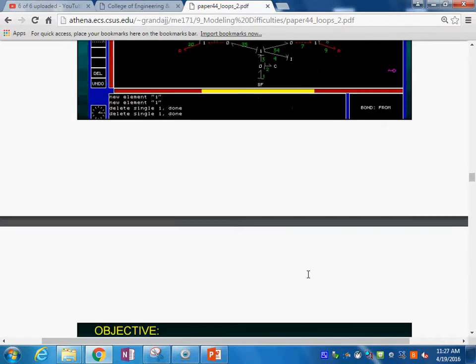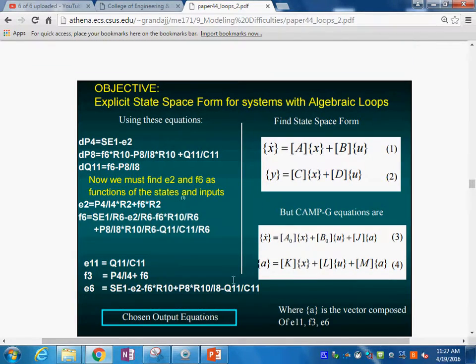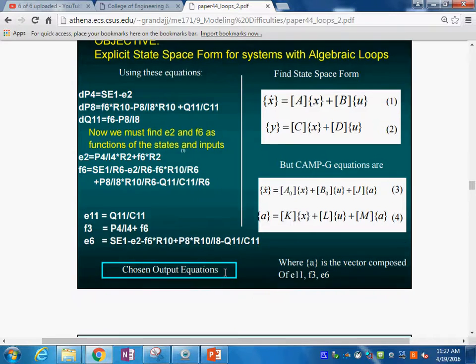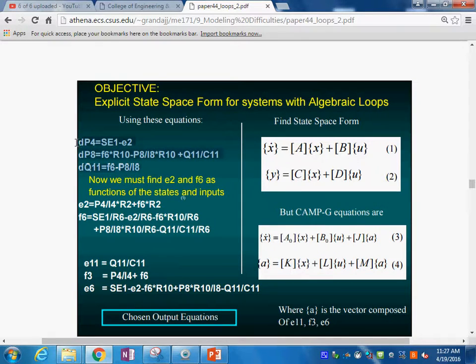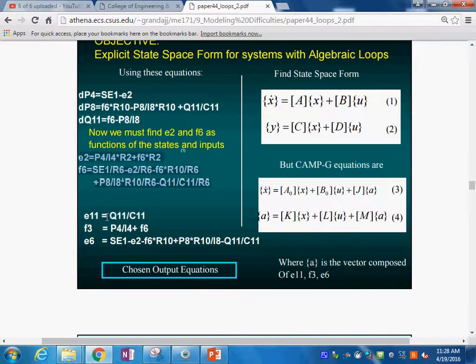So if this is true, here comes my thinking. In here I say, these are the equations that I got. And this E2 and F6 are the ones that I assign. So to be able to solve the system, we must find E sub 2 and F sub 6 as functions of the states and the inputs. So there you have it. You have E3, F6 and E6 as the outputs of what we want. This is what we want to study.